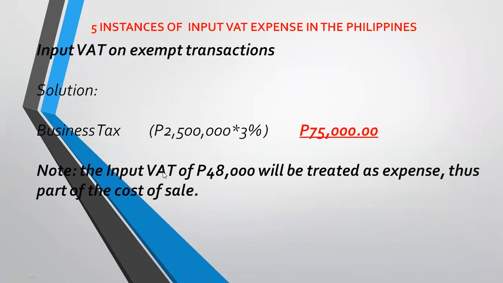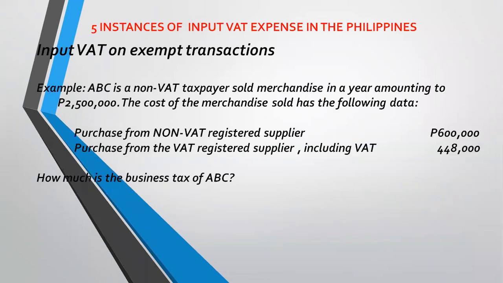Note that the input VAT of 48,000 will be treated as expense, thus part of the cost of sale. So here, the 440,000, which is the purchases from the VAT registered supplier, and the 48,000, which is the input VAT, will be considered expense, so part of the cost of sale. It is a deduction from net income so that the taxpayer can recover the value added tax imposed on the purchase.